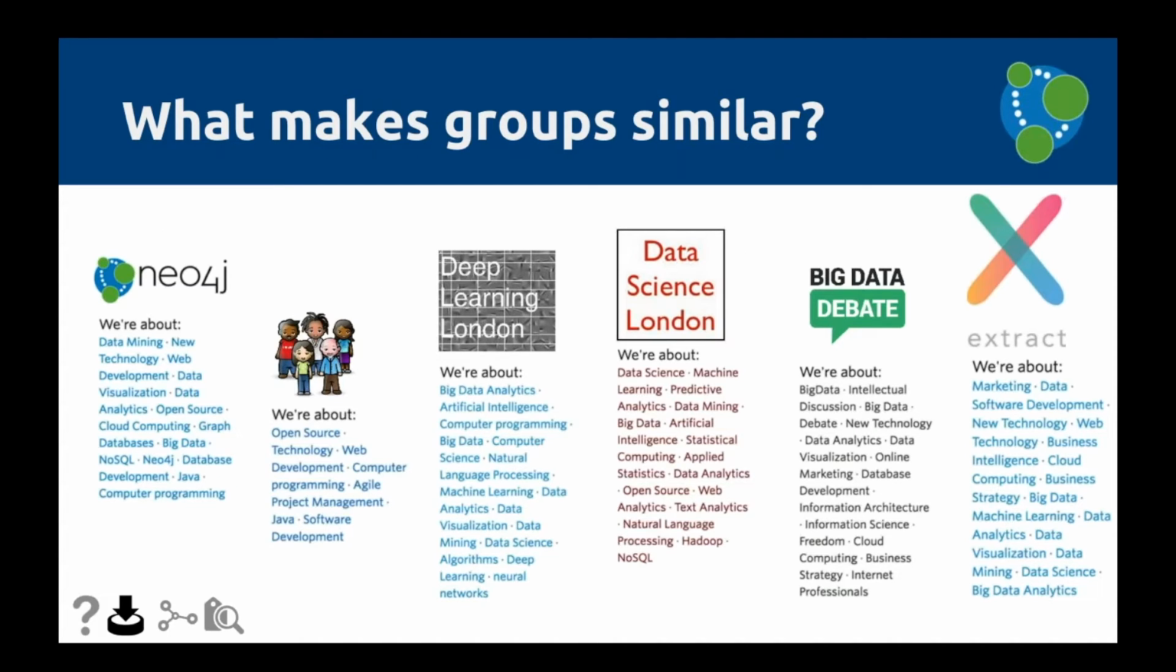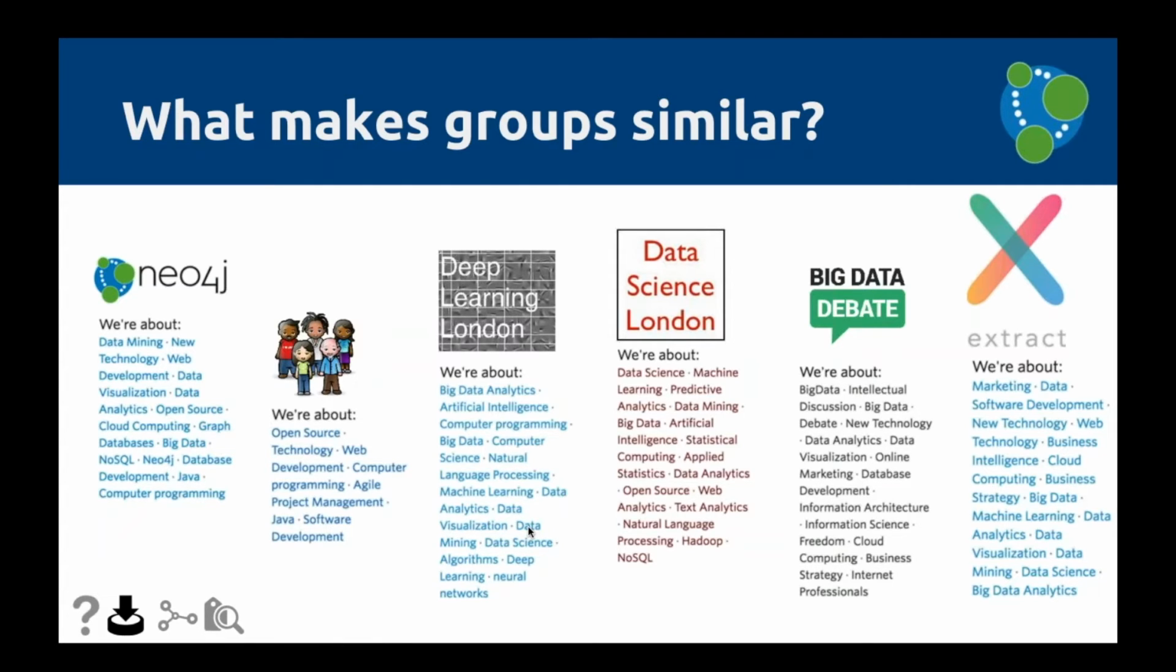So we've got to work out what we are going to use as our group similarity metric. One way we can do it is content-based filtering, where we consider the topics that groups advertise as explaining the similarity between different groups. For example, if we look on the left-hand side, Neo4j has data mining, open source, graph databases, and Neo4j. Whereas if we come towards the middle, the deep learning group has computer science, natural language processing, and several other ones as well.